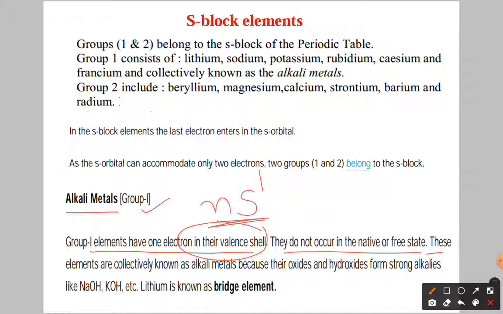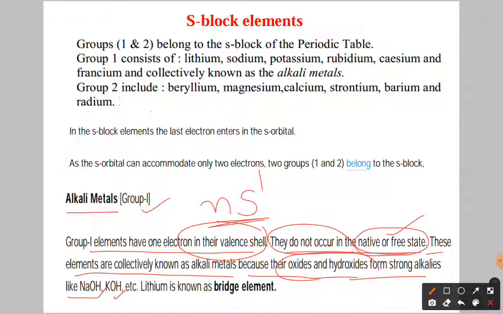Okay. These elements are collectively known as alkali metals because their oxides and hydroxides form strong alkalis like sodium hydroxide, potassium hydroxide. If you see, they do not occur in the free state, meaning they occur in bound form, available as oxides. So they are not available in the free state. Now once they dissolve in water or any compound, what happens? They give bases. As you know very well, sodium hydroxide is a base, potassium hydroxide is a base. That's why they are called alkali metals.